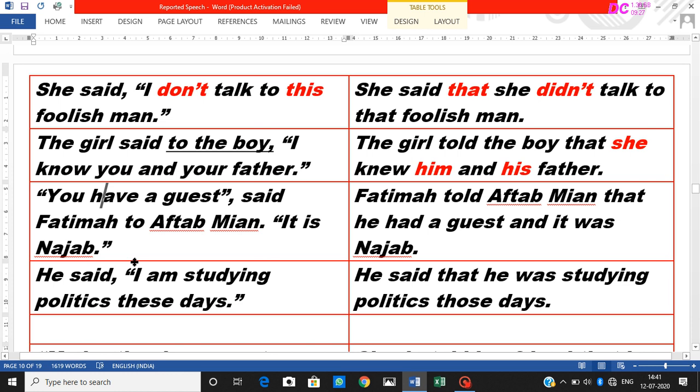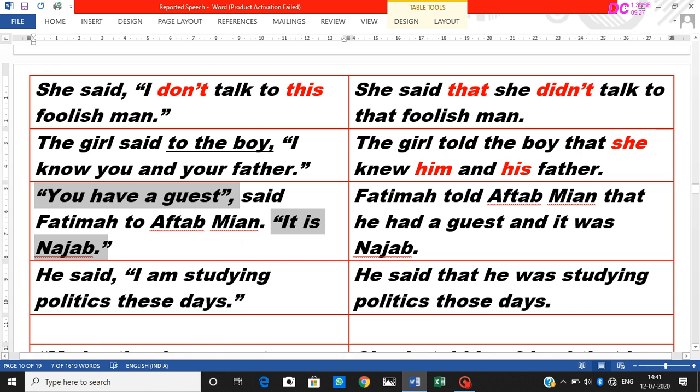You have a guest, said Fatima to Aftab Mia. It is Najib. Love Across the Desert is a famous story in 12th class English, from which I have got the sentence. You have a guest, said Fatima to Aftab Mia. It is Najib. Fatima said to Aftab Mia, this is the reporting clause, a reporting verb. You have a guest, we placed the reporting verb in the middle.